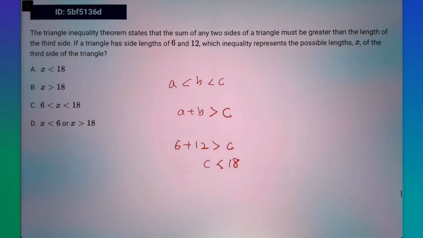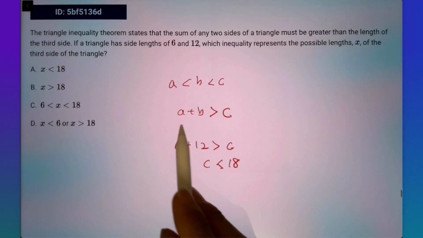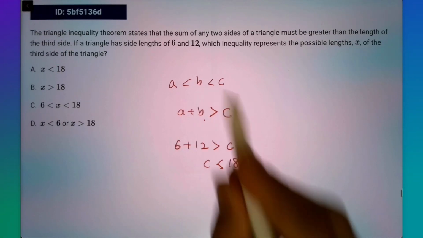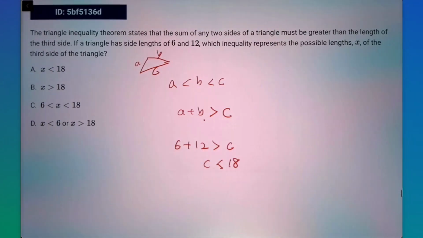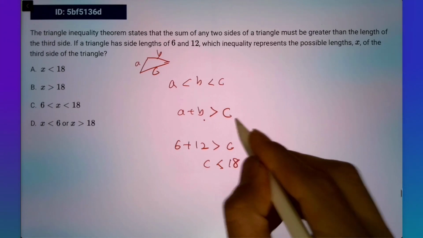But that's not the only option. What happens if we have a side that's less than 12? That means both A and B are smaller. So for those, this is like A, B, and C here. If you have 12 as the largest, then C now becomes 12.